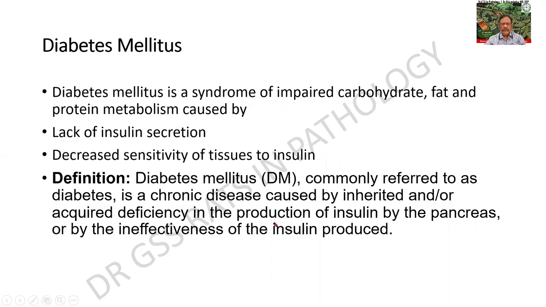There are different ways of defining it. One book says that diabetes mellitus is a syndrome of impaired carbohydrate, fat, and protein metabolism caused by the lack of insulin or a decreased sensitivity of the tissues to insulin. This is one way of defining. Another definition: it is commonly referred to as diabetes and is a chronic disease caused by inherited or acquired deficiency in the production of insulin by the pancreas or by the ineffectiveness of the insulin produced.